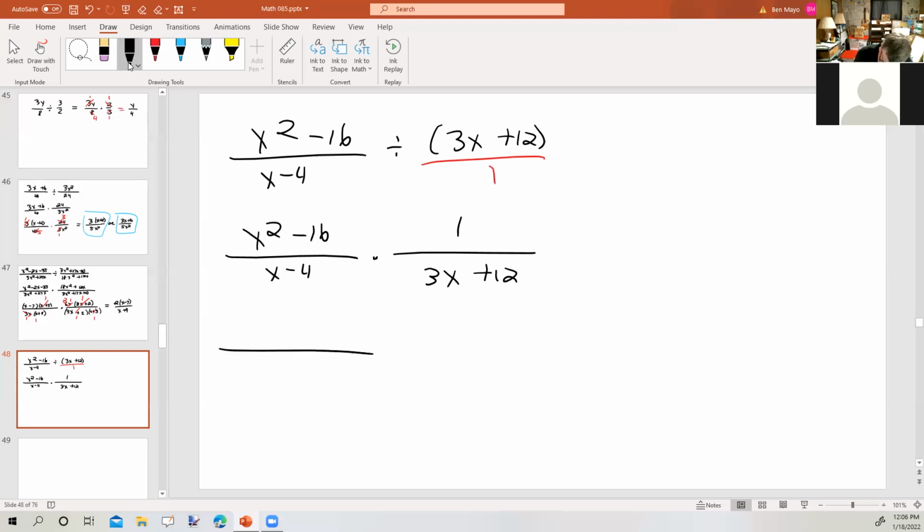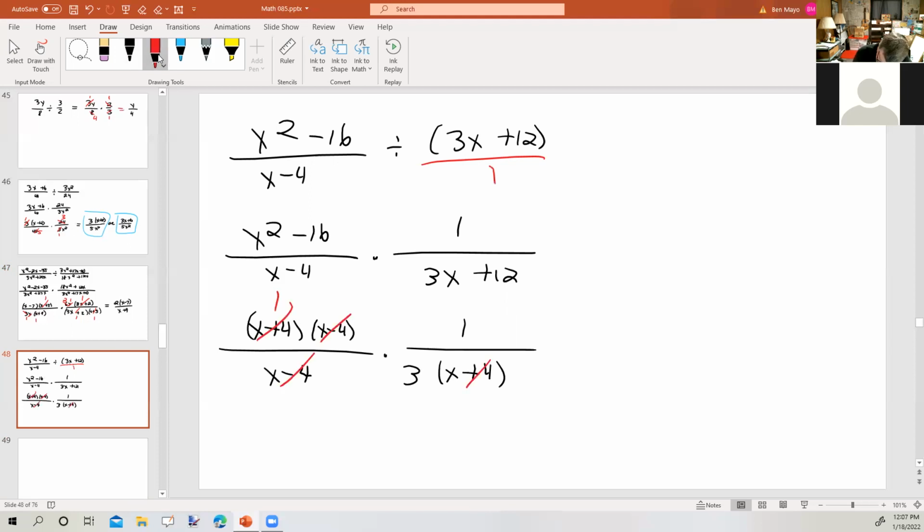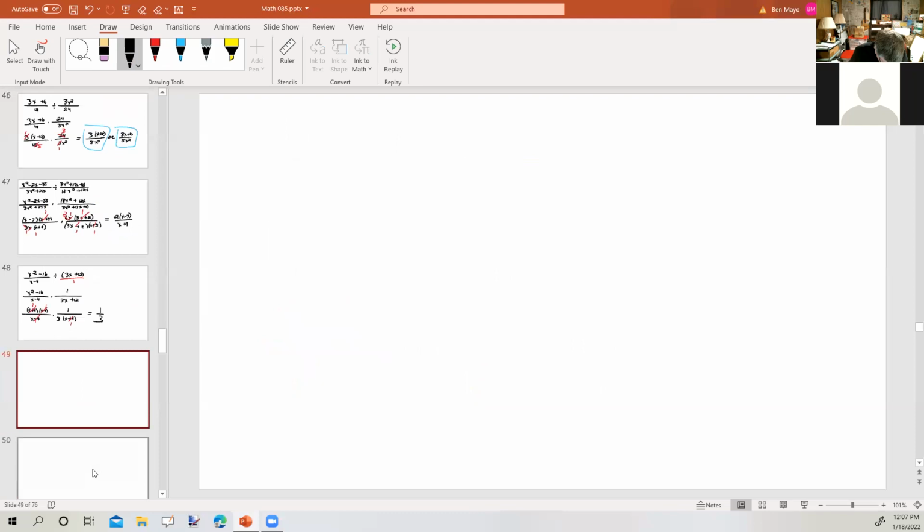So now let's see, this is the difference of 2 squares. This doesn't factor any further. Here we can take out a greatest common factor of a 3. And I can reduce out the x minus 4s and the x plus 4s, and I'm left with just 1/3. Okay, let's see here.